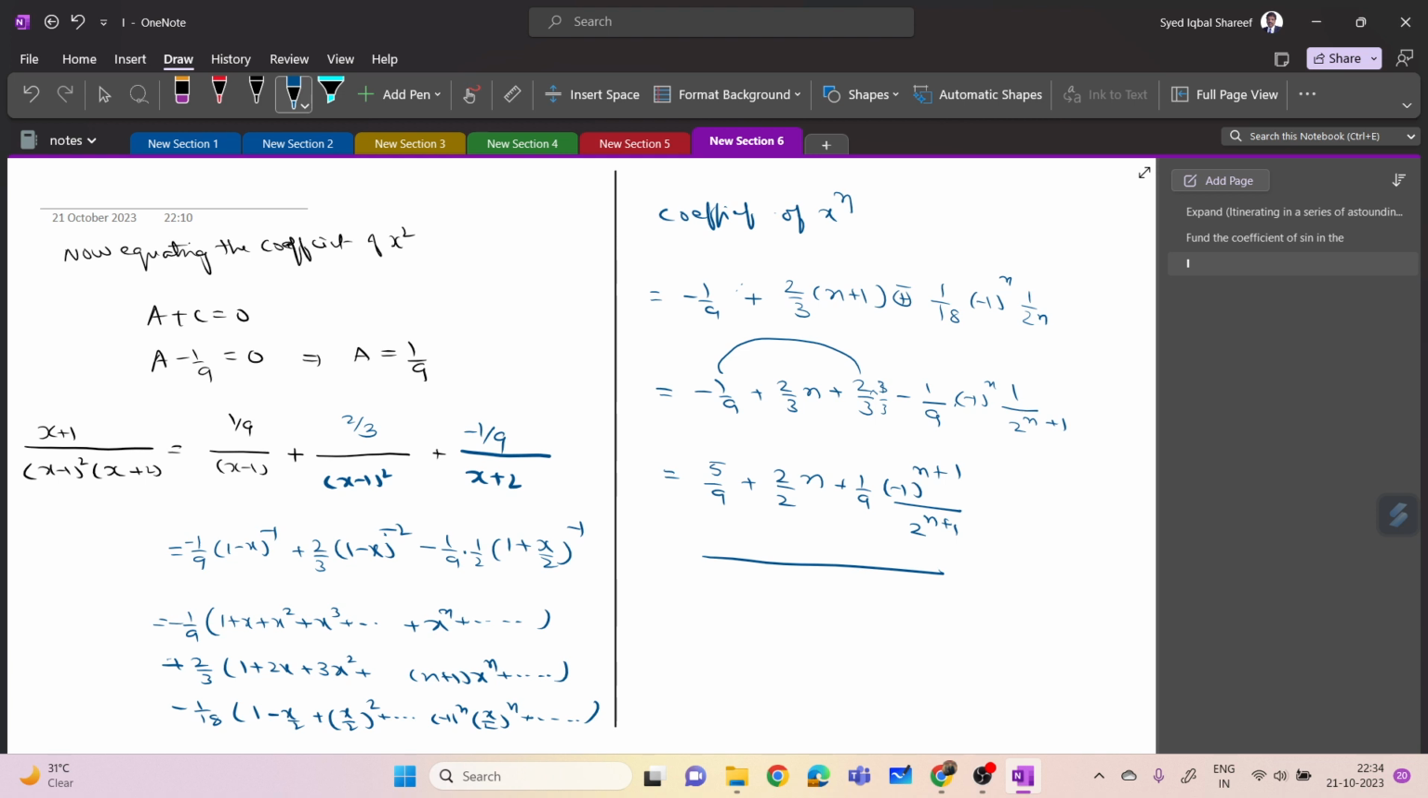Okay, this is the problem we have done. So we have done two problems. First, there are three steps. First, we have to resolve into partial fractions, then expand it, then find the coefficient of x to the power of n. The same thing we will do in binomial also.